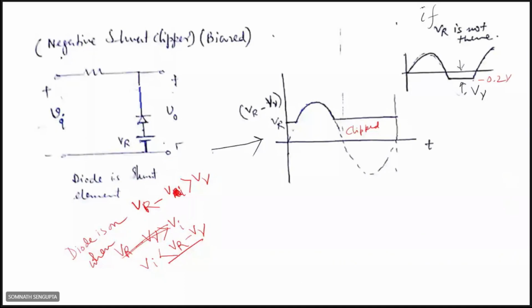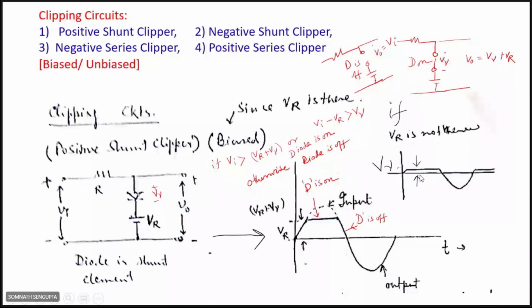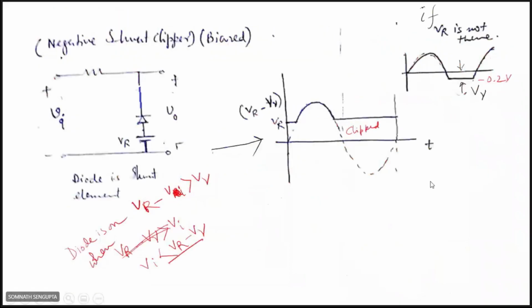So this is the case if VR is not present. Also in the previous case, I forgot to discuss that if VR is not present, the positive portion is clipped not to exactly 0 volt, but to V gamma. Similarly here in this case, it is clipped to minus V gamma, if VR is 0.